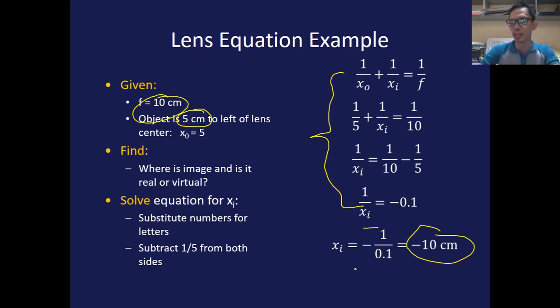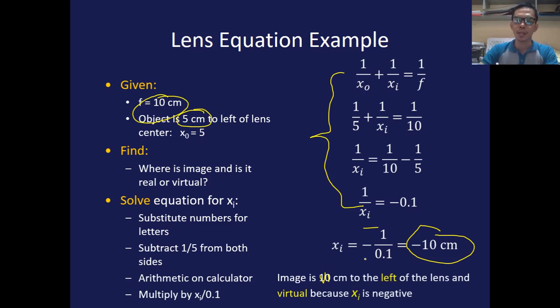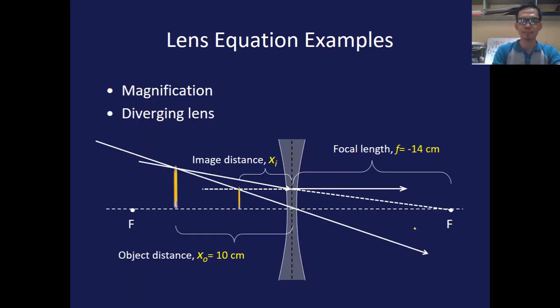What does a negative sign mean? Negative sign means virtual image. So this is a virtual image, because it is negative. Probably we can conclude that if it is virtual, the image is upright. Next one, and this is one example that we have right here.